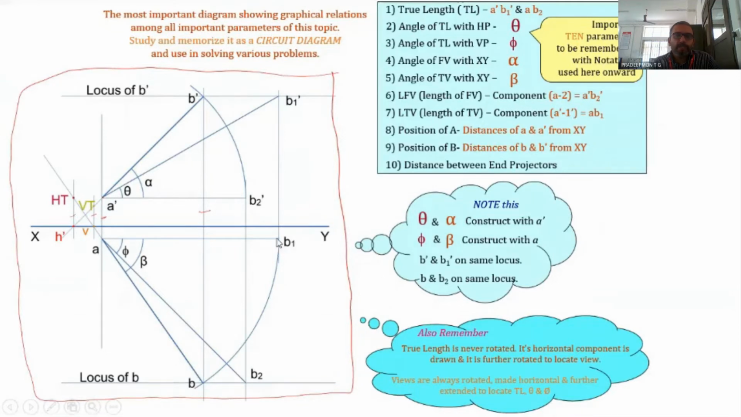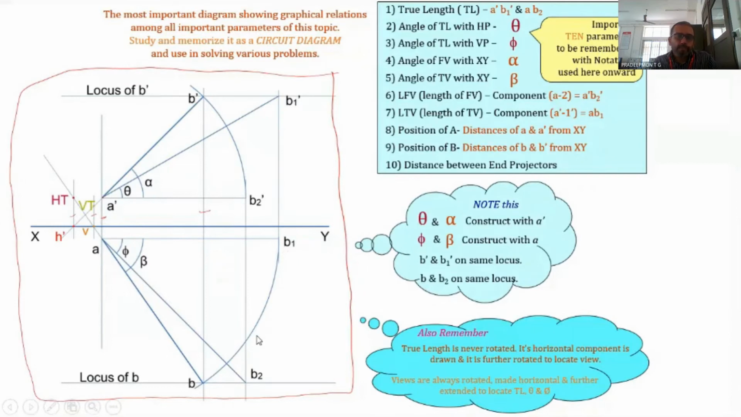This is rotating in a circular fashion, and correspondingly here it moves in the horizontal direction. So when B1 was here, B1 dash was here, and when B came here, B dash came here. So in the front view it is moving in a horizontal fashion, but in the top view it is moving in a circular fashion.